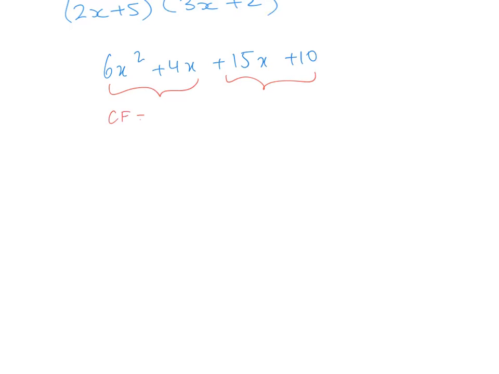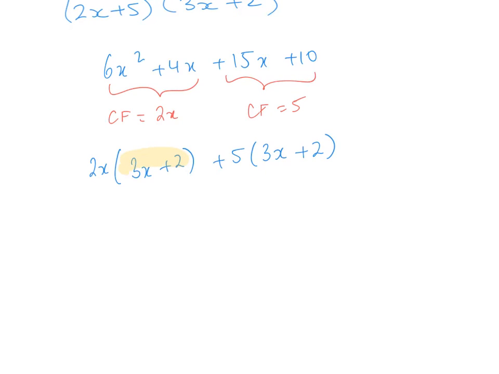I'm going to find the common factor. The highest common factor over here is 2x. And over here the highest common factor of 15x and 10 is 5. So I'm going to take out the highest common factor 2x. 2x times something should give me 6x squared, and that is 3x. And 2x times something should give me 4x, and that's plus 2. Over here, I'm going to take out the 5. 5 times something should give me 15x. That's 3x. And 5 times something should give me 10, and that's 2.